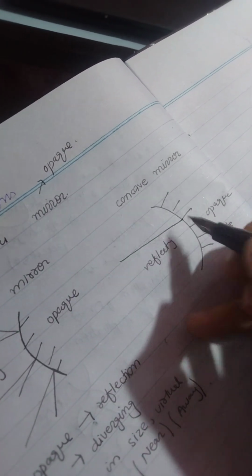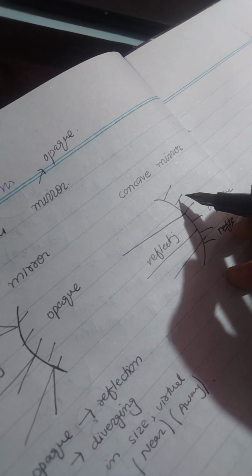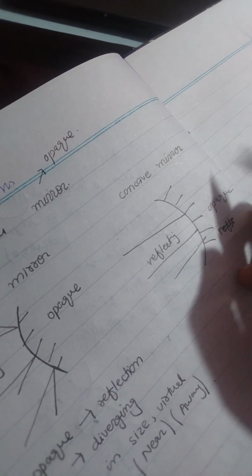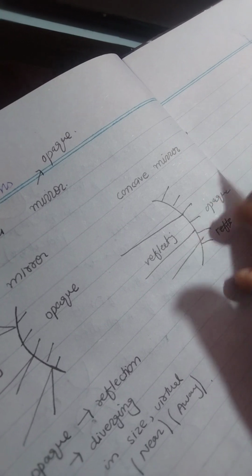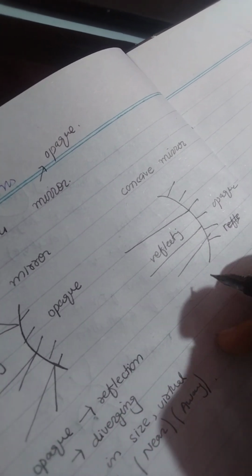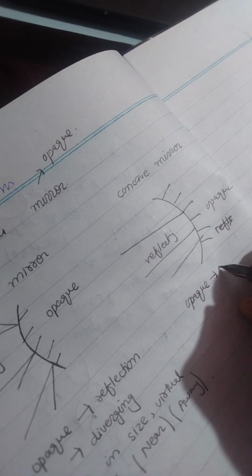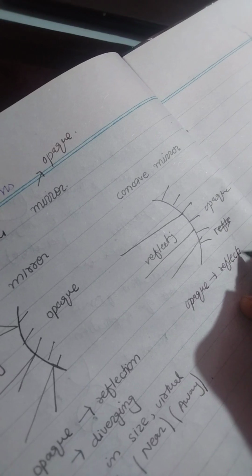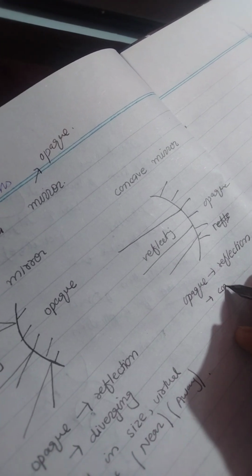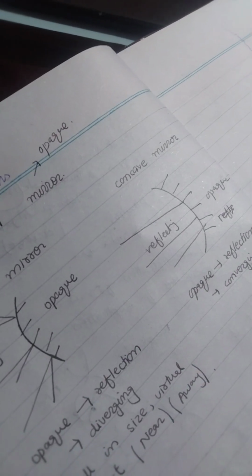It will take a beam of light and it will basically converge it, right? This concave mirror is opaque. There will be reflection, but there will be converging. It's known as a converging mirror, right?